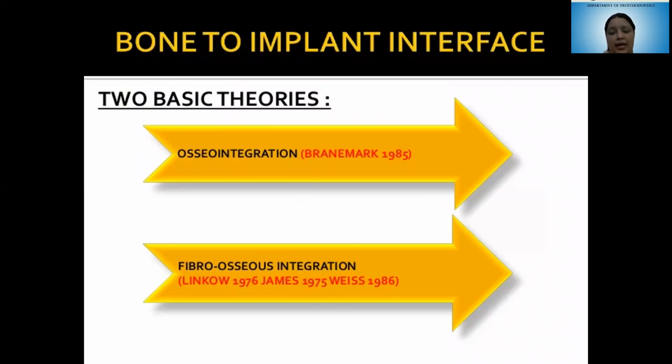How does this implant get connected to the bone? We all know we are surgically placing an implant inside the bone. Is there a connection between the implant and the bone? There are two basic theories for that. The most popular theory is the theory of osseointegration proposed by Dr. Per Ingvar Brånemark in 1985. The other theory is the fibro-osseous integration proposed by Linkow, James, Weiss, etc.